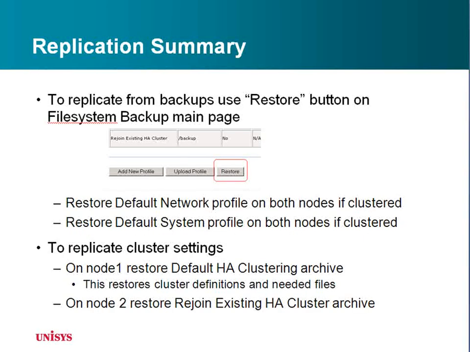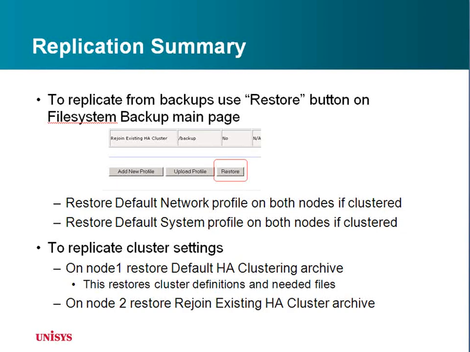Once backups are taken, you can then replicate the new systems by using the Restore button on the Filesystem Backup main page. Once the Restore button is selected, you can enter the qualifier of the system you wish to replicate, and you will see all the backups that were previously taken. You'll want to restore the default network profile first, then the default system profile. You'll want to make sure both nodes, if you're clustered, are restored before continuing to replicate the cluster settings.